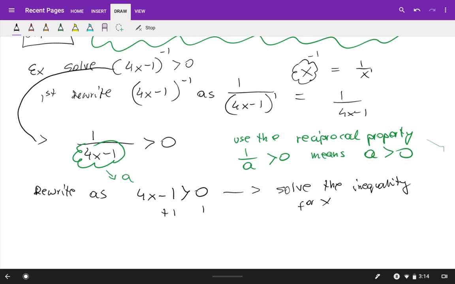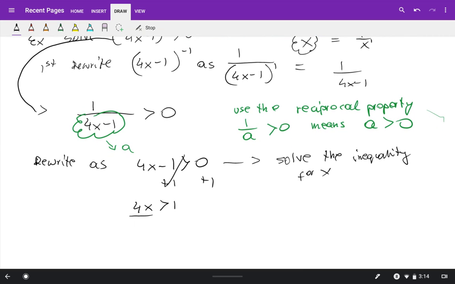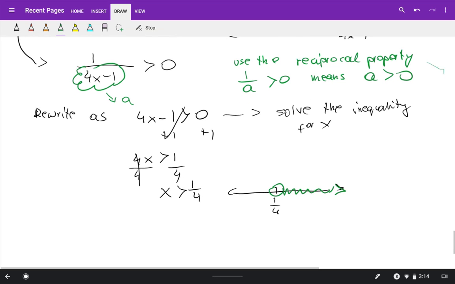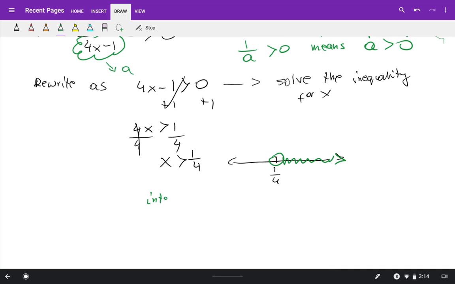So I will add 1 to both sides. So we have 4x is greater than 1, and just divide each by 4, and that will give you x is greater than 1/4. So this is the solution. If you want to graph it, you're putting 1/4 on the number line. We're not including 1/4, so open circle, and we're shading everything to the right. And in interval notation it is from 1/4 to positive infinity.